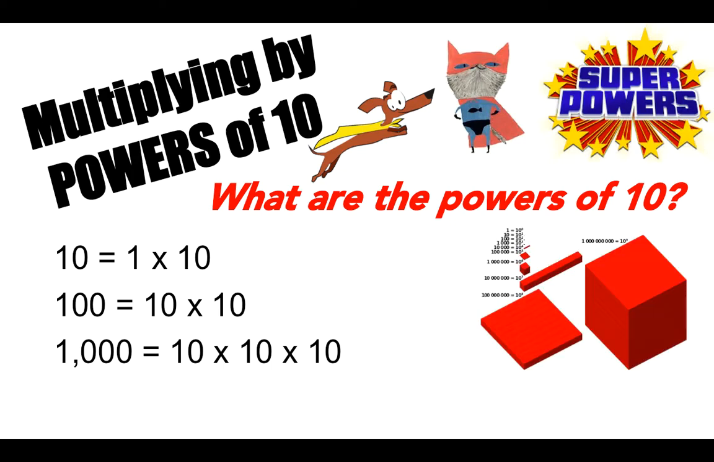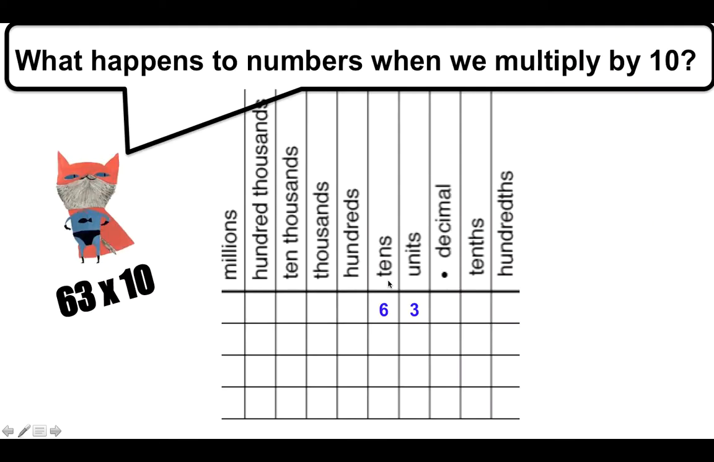You can remember these easily by thinking about these blocks that you probably used when you were in grades 2 or 3 for 10, 100 and 1,000. So here's Super Cat with our first problem. What is 63 times 10? And he wants to know what happens to numbers when we multiply them by 10.